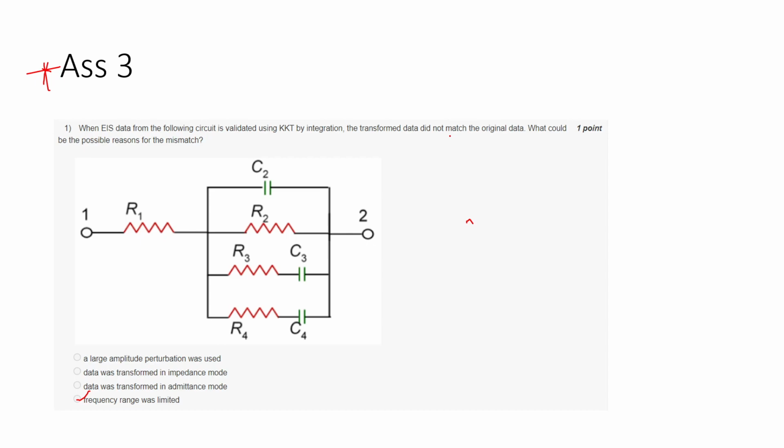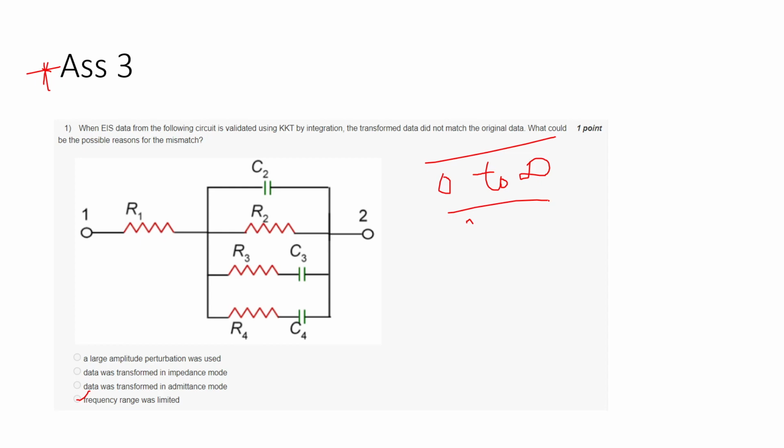Okay. So when you are doing KKT transformation for a given set of data, you need to have data from 0 to infinity frequency. If you all remember, this was the first condition that was told. Remember, you need to have data over a wide frequency range. Now what will happen?